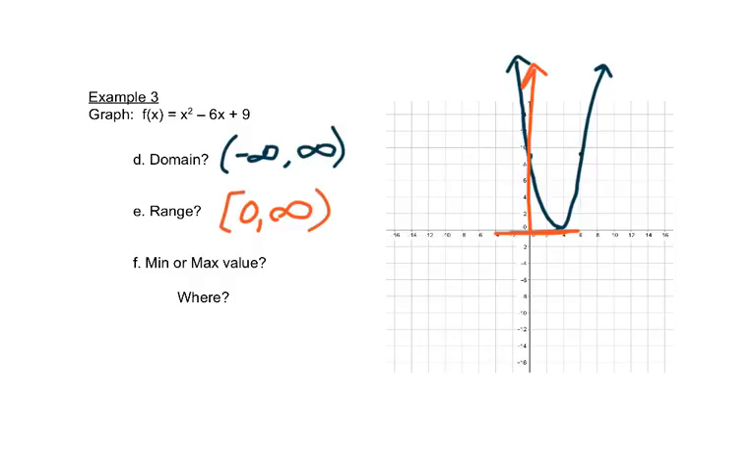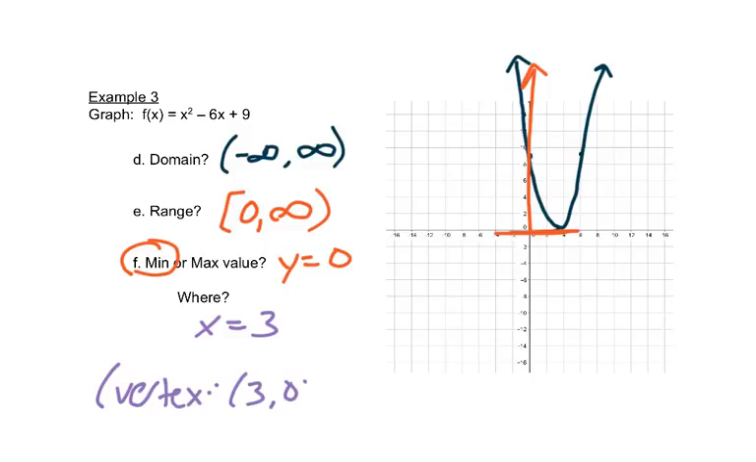This again has a minimum value because it opens up. And the minimum value, the smallest y value, is y equals 0. And that happens where x is 3. And that's because this is the vertex. Remember, the vertex was 3, 0. But the minimum is the y value and the where is the x value.